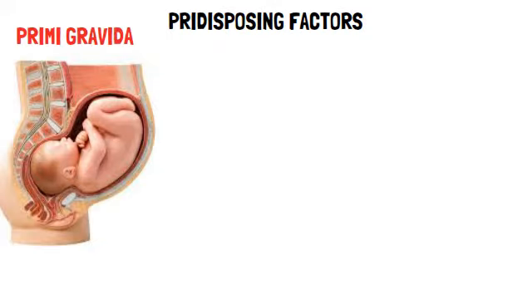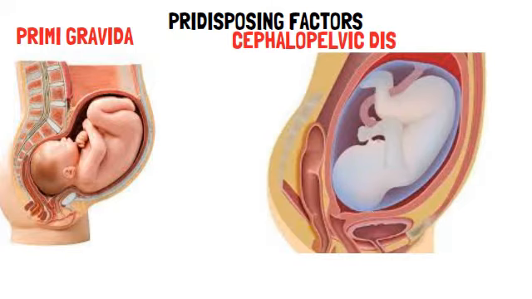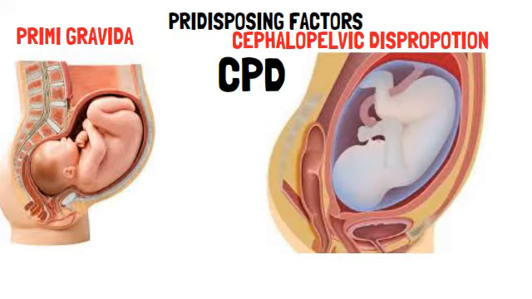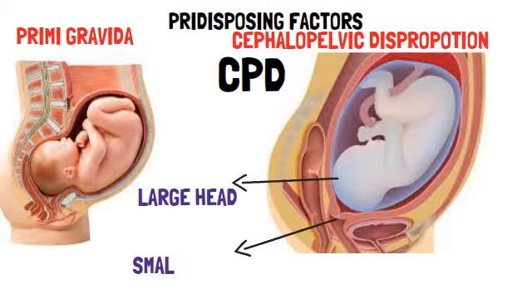Primary gravida. Primary gravida is a mother who is pregnant for the first time. In first pregnancy, the birth canal is narrow, leading to difficulty in delivery which can cause birth injury. Cephalopelvic disproportion, also called CPD. It is a condition in which the baby's head is too large to fit through the mother's pelvis.